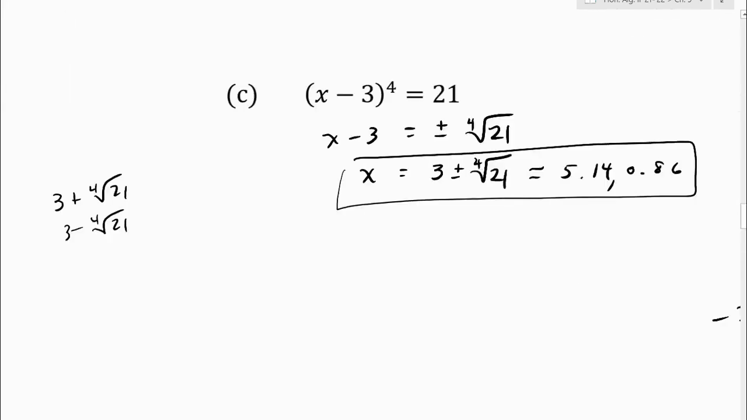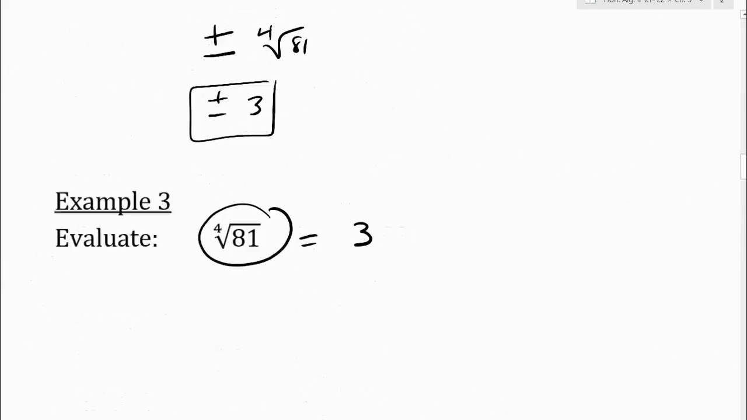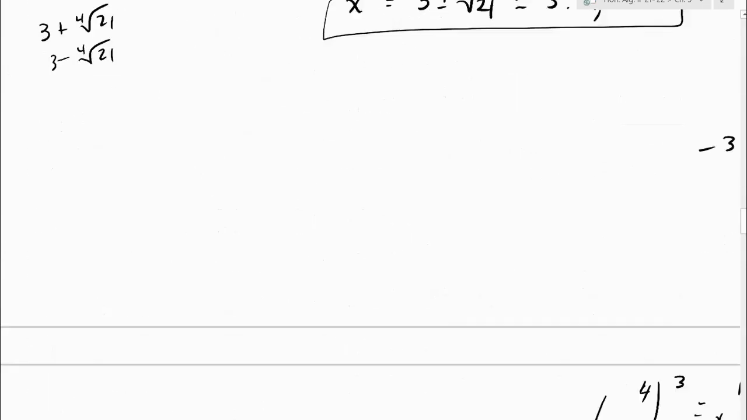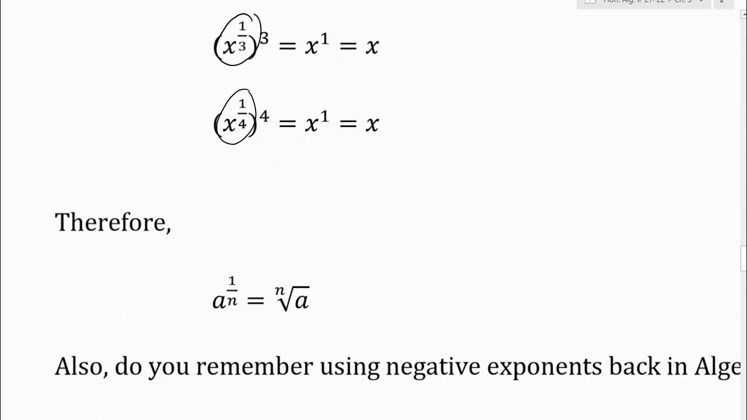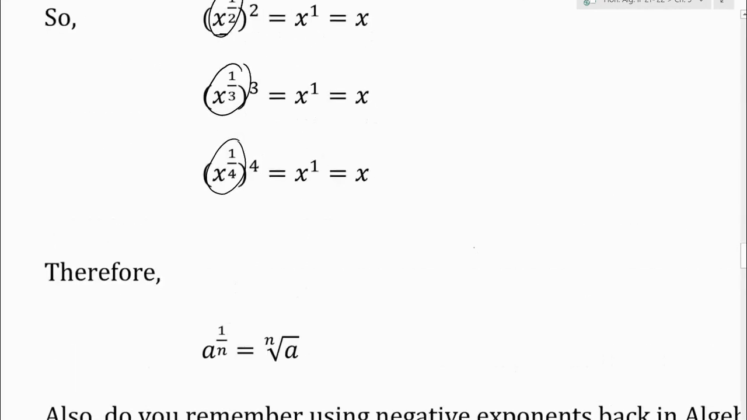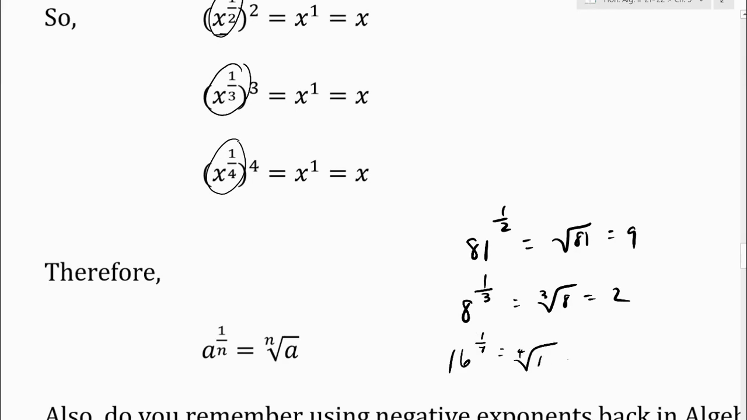And it's sort of like this. When you use these rational exponents, people mean them to be the principal root. So if you see a to the 1 over n, that's the nth root of a, the principal one. So if you've got 81 to the 1/2, that means the principal square root of 81. If you've got 8 to the 1/3, that means the cube root of 8. If you've got 16 to the 1/4, that's the principal fourth root of 16.